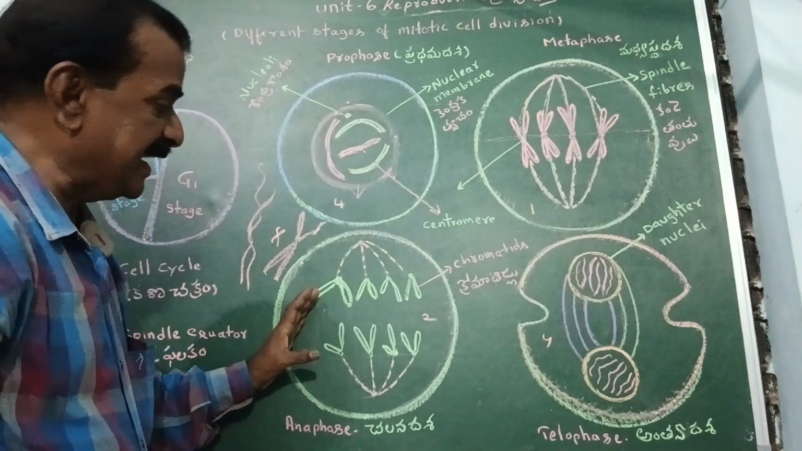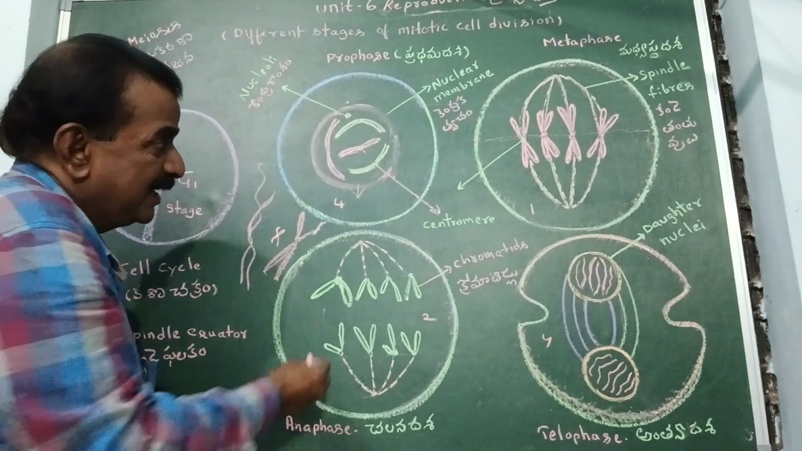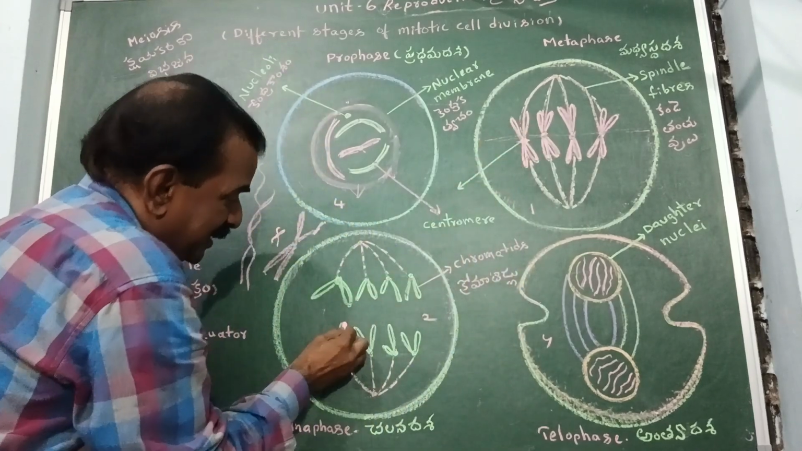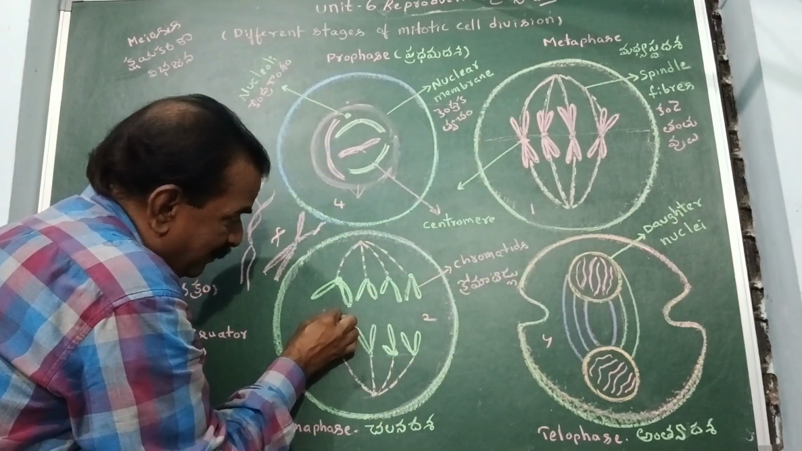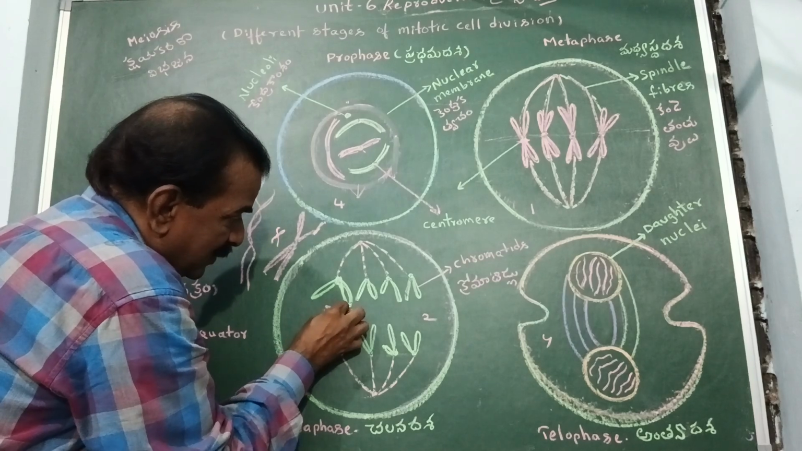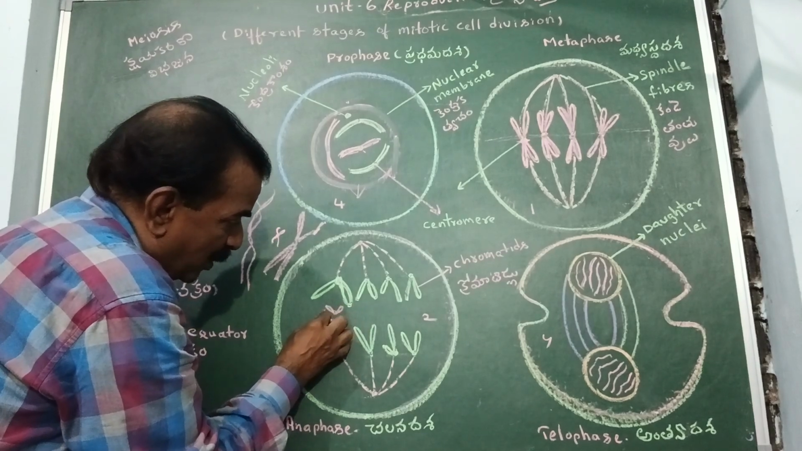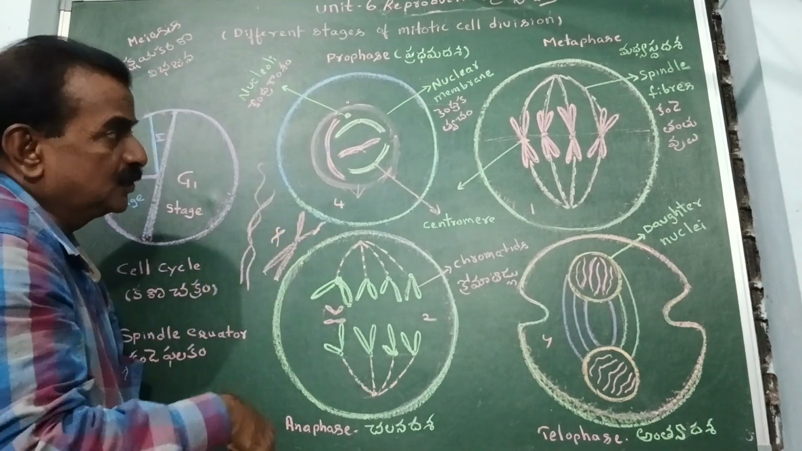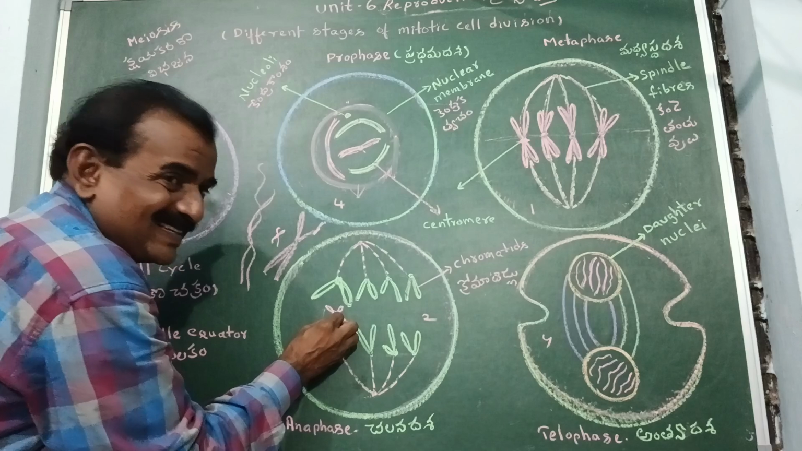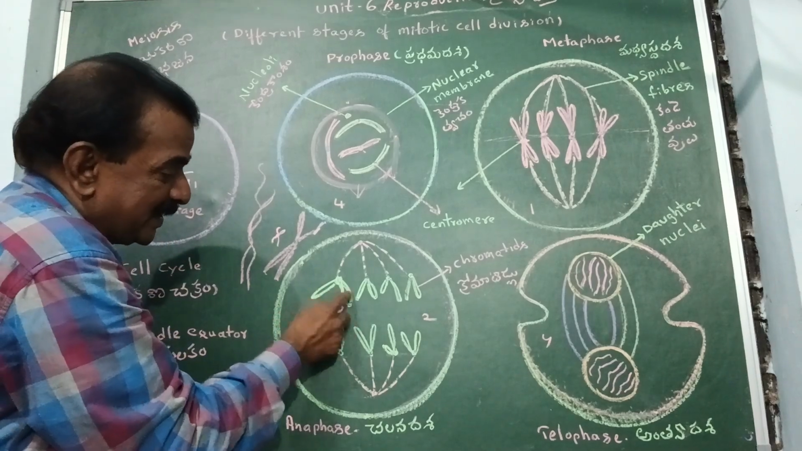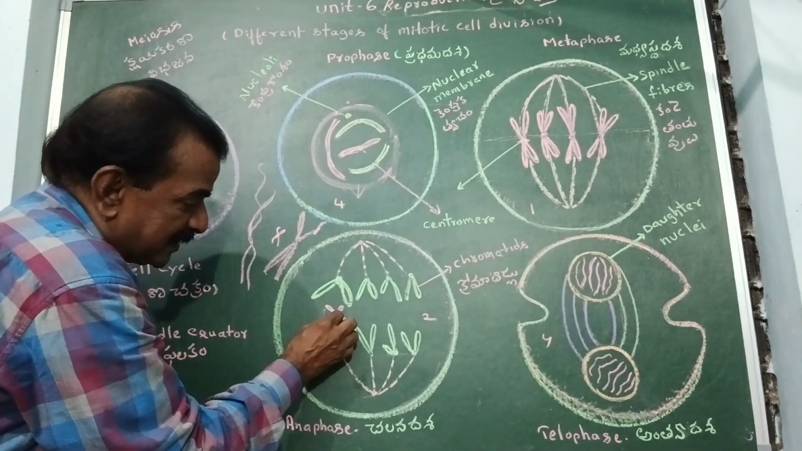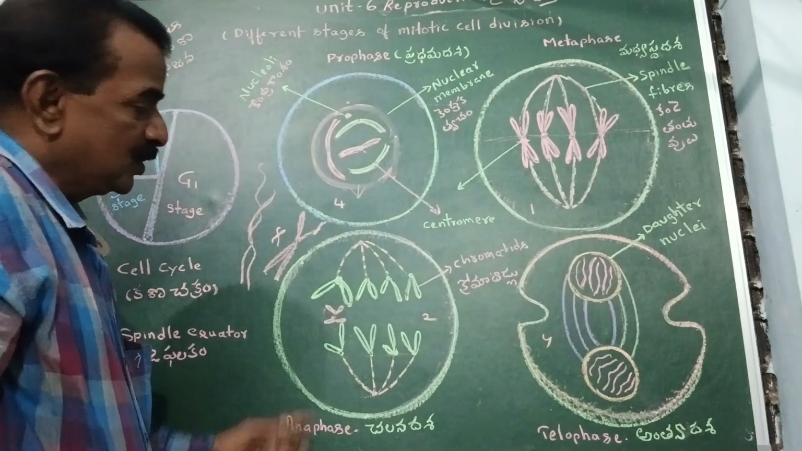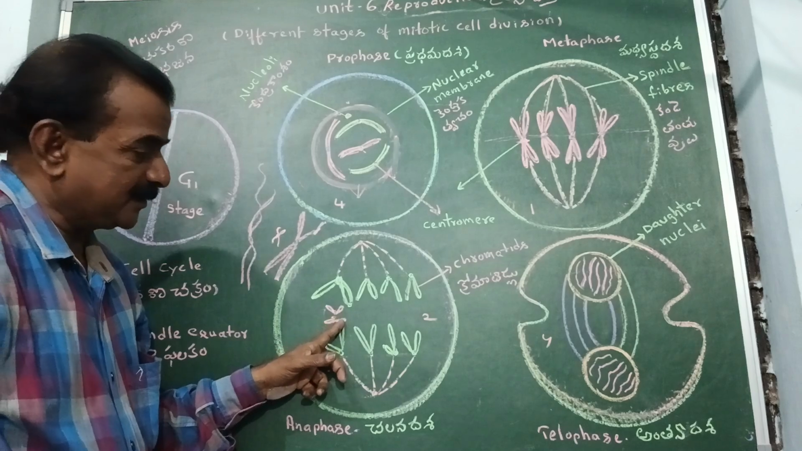And in anaphase, here you see the splitting. This is the centromere. The centromere breaks, and one set of chromatids moves upwards, and another set of chromatids moves downwards. Here the centromere breaks, separating the chromatids, and the chromatids move upwards and downwards.